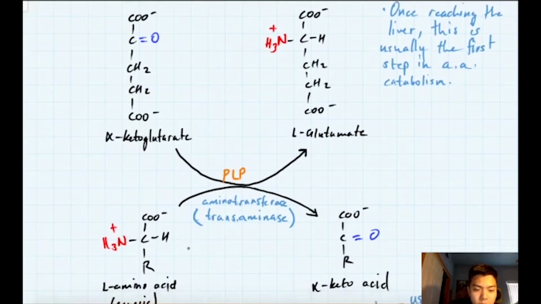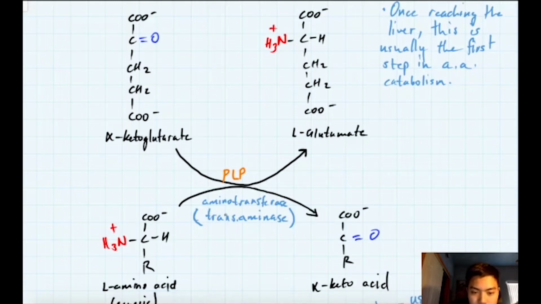Okay, and so we're going to start with an amino acid, right? And this amino acid is going to have an amino group right here. There's this red NH3+, right? And then we're going to start with alpha-ketoglutarate, and if you don't remember where you've heard that from, it's from the citric acid cycle. And our alpha-ketoglutarate, alpha-keto, in our alpha position right here, we have a ketone group.